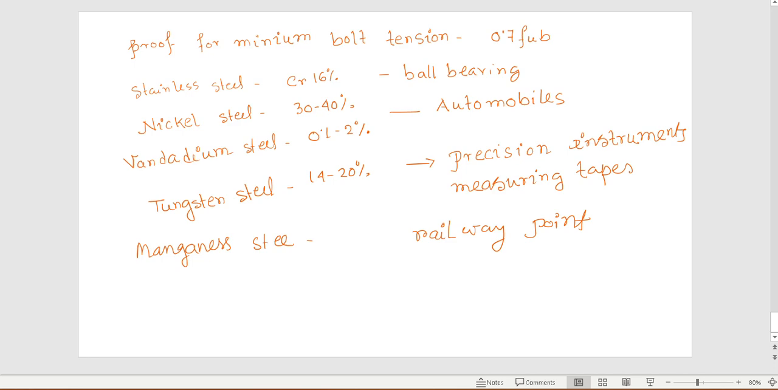The proof stress is generally used for friction grip bolts. Stainless steel with chromium 16% is used for ball bearings. Nickel steel 30 to 40% is for automobile purposes, and vanadium steel and tungsten steel are for precision instruments, measuring tapes, and manganese steel is for railway points.